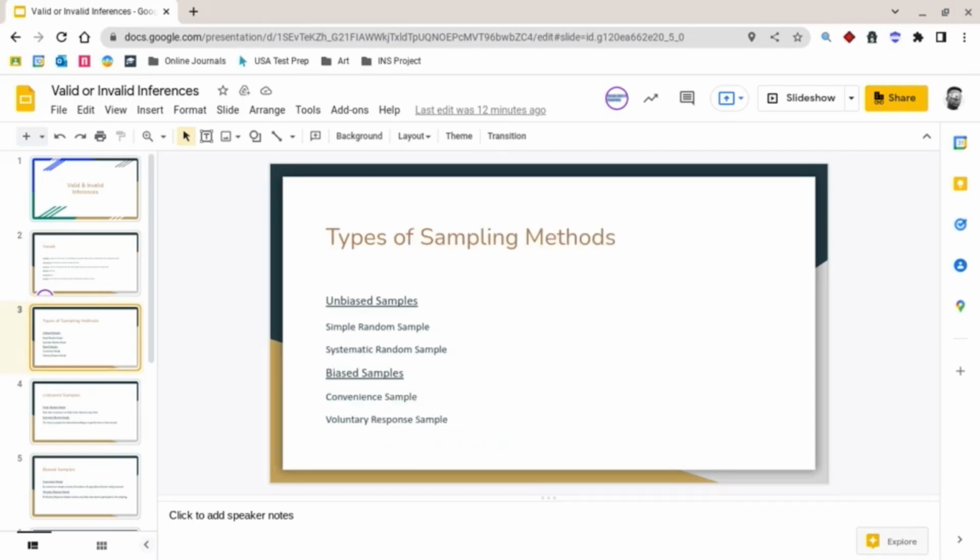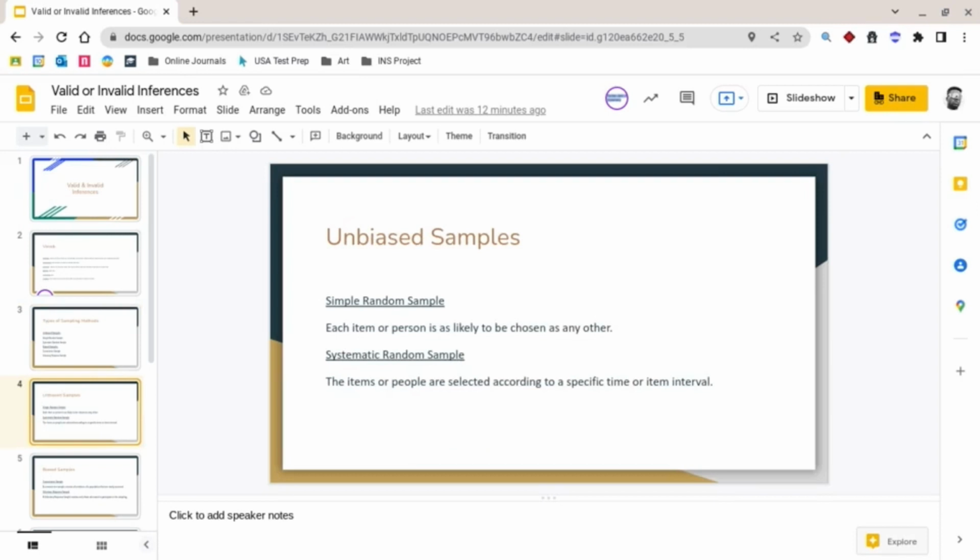First, we're going to look at the types of sampling methods. You have your unbiased samples and your biased samples. Unbiased samples include simple random sample and systematic random sample. Biased sampling methods include convenience sample and voluntary response sample.